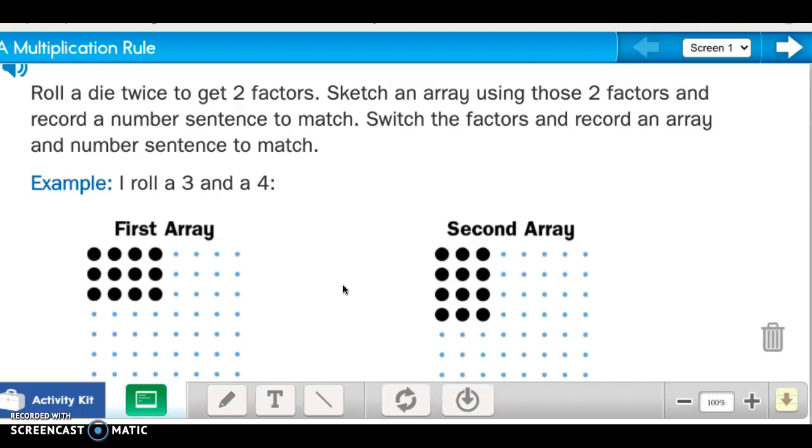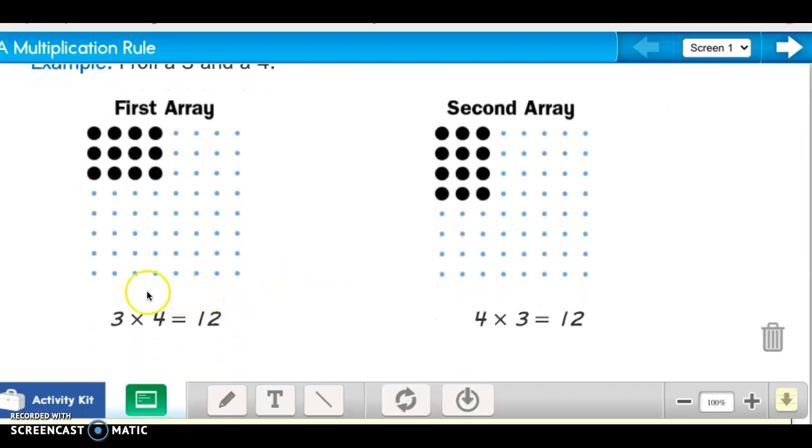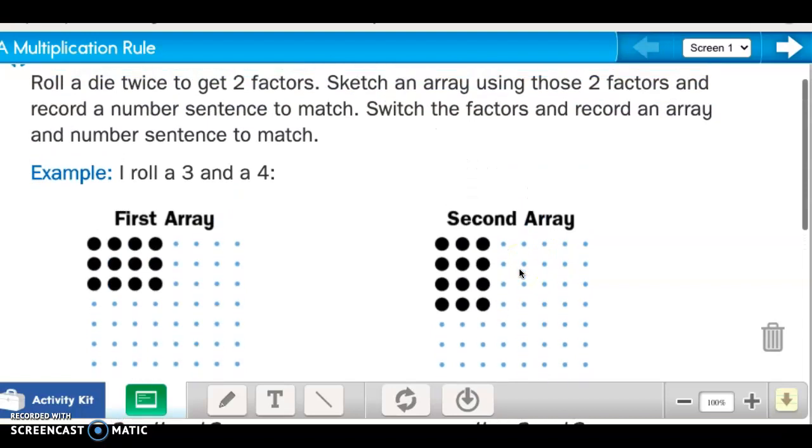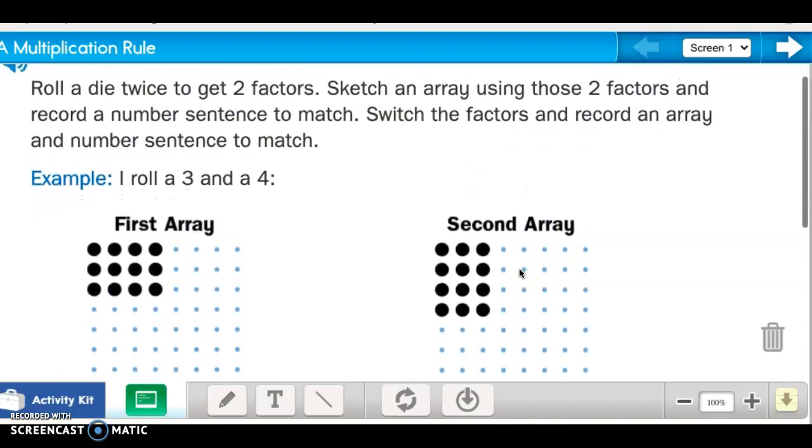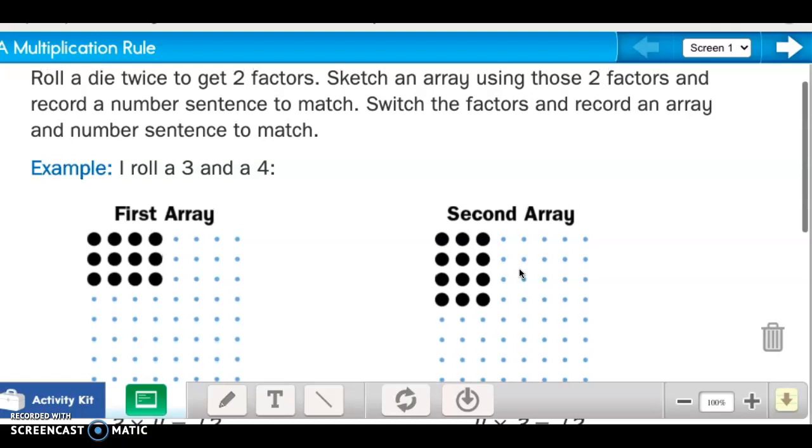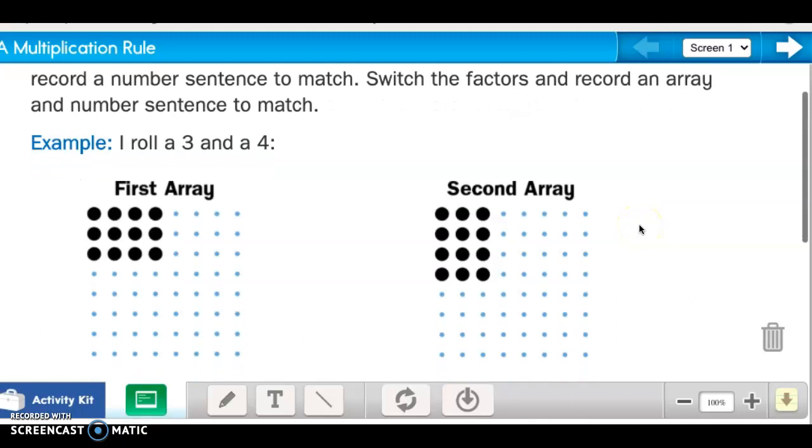The first one is done for us. They roll a 3 and a 4. So the first array, they made 3 rows of 4, and the second array, they made 4 rows of 3. And that's how you write it. 3 times 4 equals 12, and 4 times 3 equals 12. Now we're going to do a couple together here. If you have your journal, it is on page 88, and you can follow me in your journal, or you can do slide 3 with us right now.